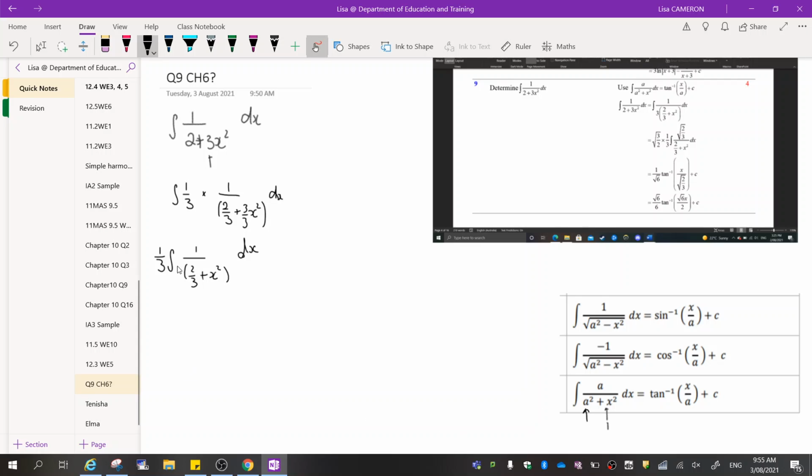So to do that, I'm going to have to say, maybe I'll do this as a note to the side, a squared is equal to 2 over 3, which means that a should be equal to the square root of 2 over 3.